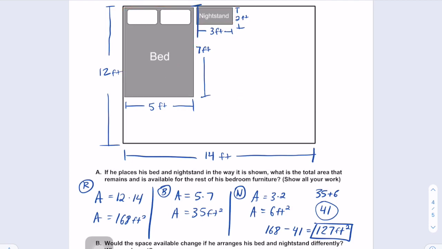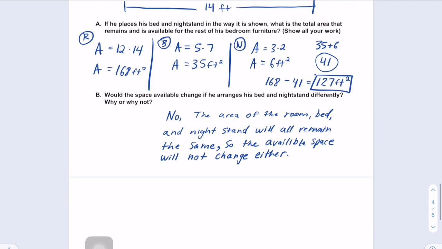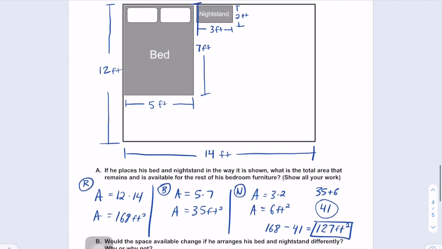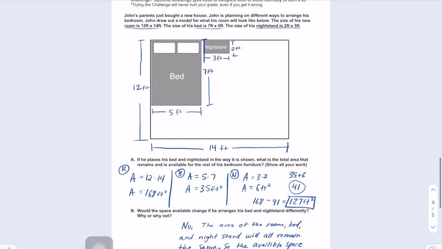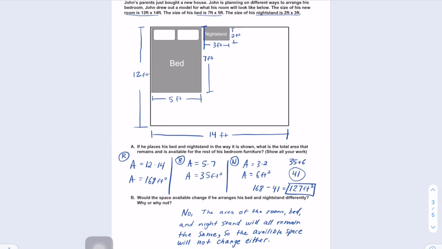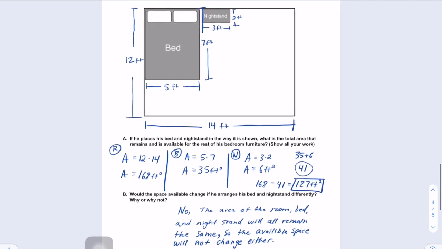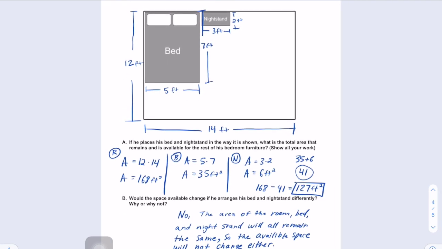Part B simply asks, would the space available change if he arranges the bed and the nightstand differently? Why or why not? This is fairly simple. The area of the bed is not going to change. The area of the nightstand is not going to change. And the size of the room will not change. So even if he were to move it to the opposite side of the room, if he were to separate his nightstand and put it elsewhere, nothing will change with those areas.